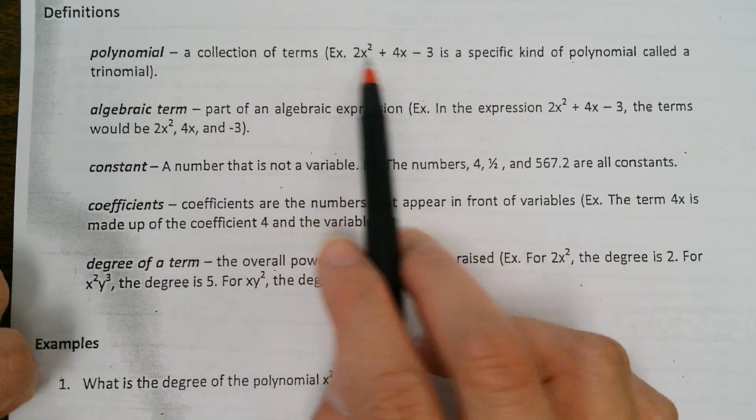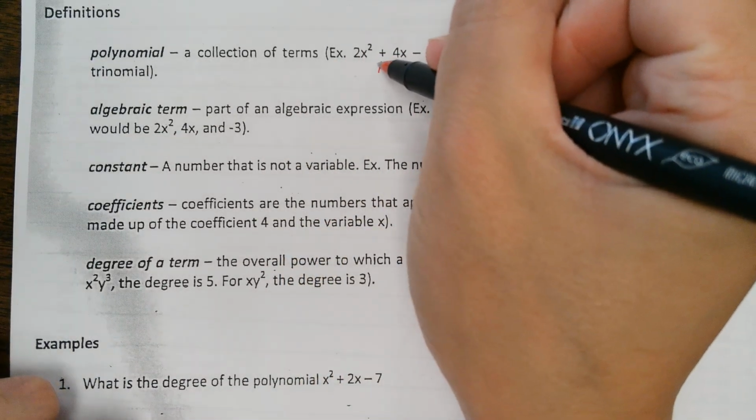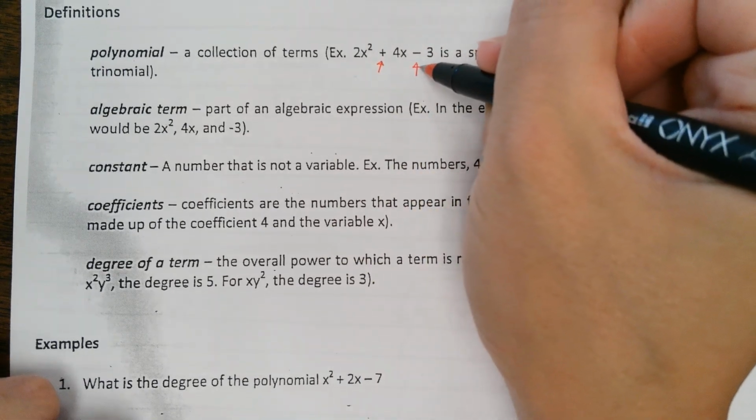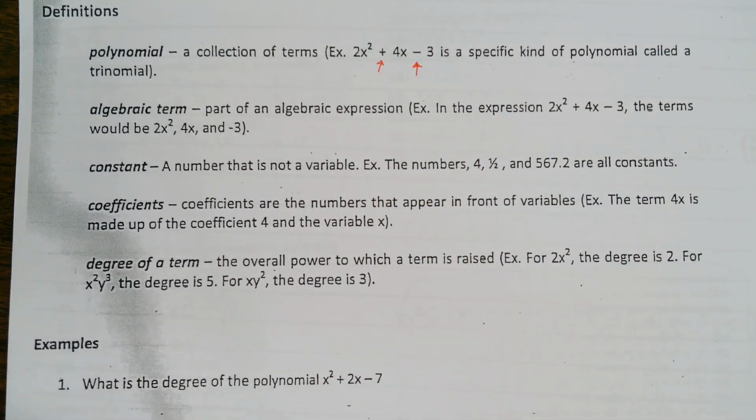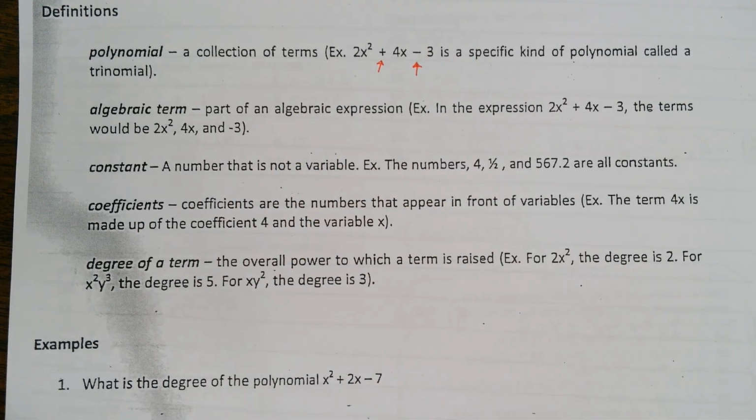Okay. A polynomial is a collection of terms. And this in particular is called a trinomial. So it is separated by a plus or minus sign in between. So this whole thing is connected by a plus and minus sign, and the whole thing is called a polynomial.